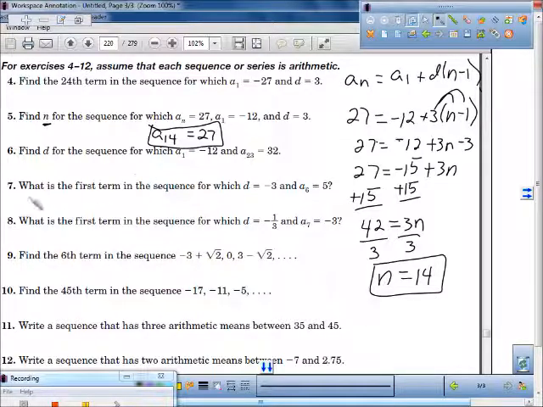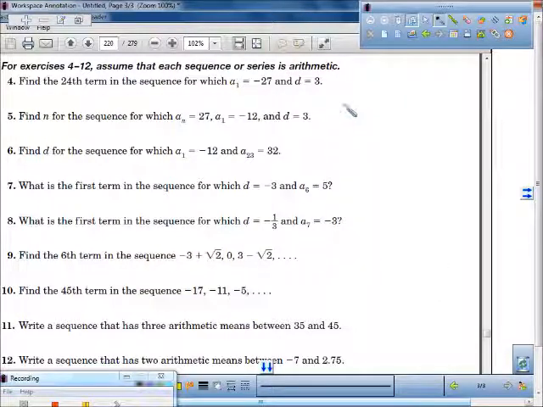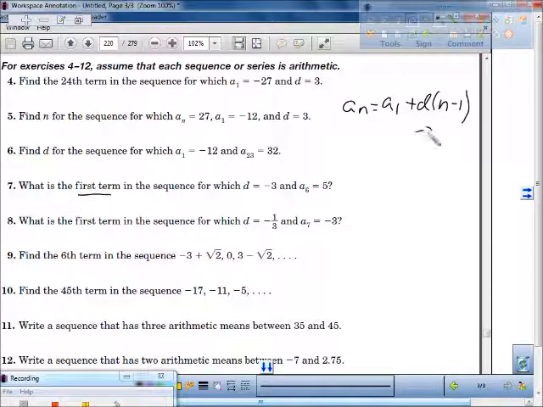Alright, now in 7, we are asked to find the first term. We're going to use the same formula, a sub n is equal to a1 plus d times n minus 1. Let's put in what we do know. We know d to be negative 3. We know n from this, so the 6th term, 6 is going to be our n, and we know that's equal to 5, so we can substitute that in.